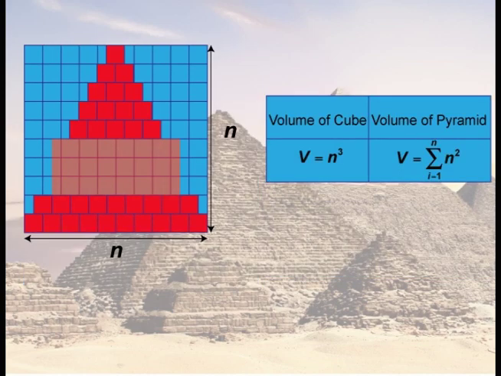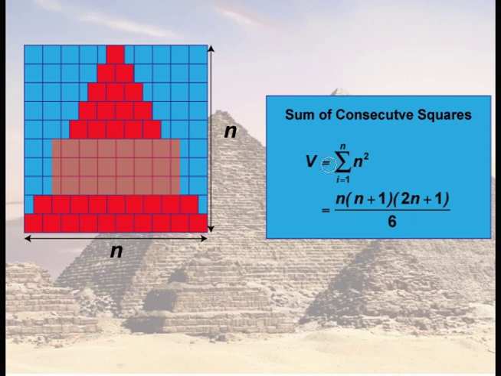Here is a generalized pyramid that is n cubes wide and n cubes tall. We know the volume of the cube is n cubed. What about the volume of the pyramid? As you've seen, it's the sum of square terms from n equals 1 to n. This is summarized by this formula, which uses the summation symbol sigma. This is where things get interesting. It turns out this summation formula can be written as an explicit formula. The explicit formula for this sequence is shown here.